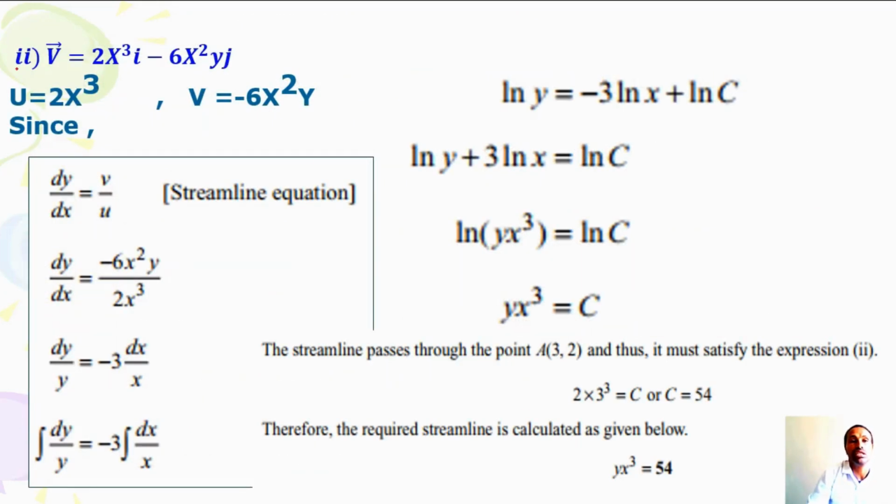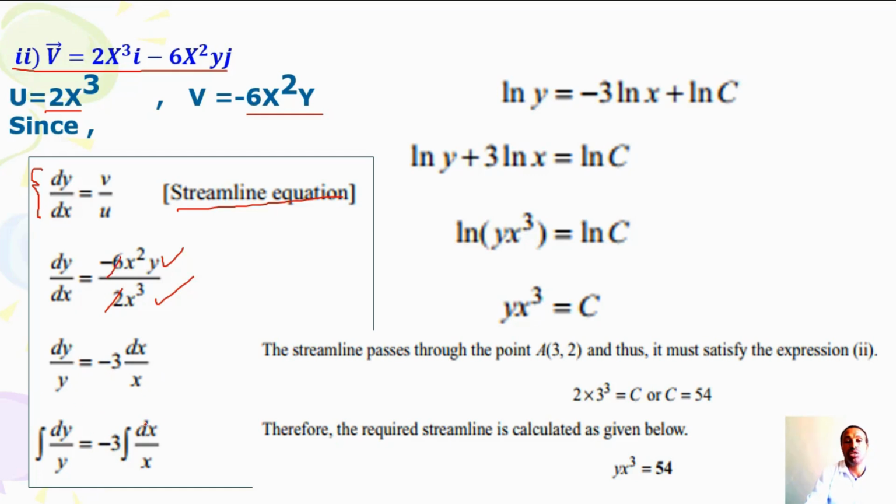So for the second case, for this velocity vector, again you have u, the coefficient of i, you bring this one, and v is negative 6x squared y. So this is v. Since you have the streamline equation, you simply substitute dy over dx equal to v over u. You can rearrange, or dx over u equals dy over v, as in the previous slide. So you can just have the streamline equation. Then for dy over dx, you substitute v over u, and simplify by 2 by 2 minus 3.